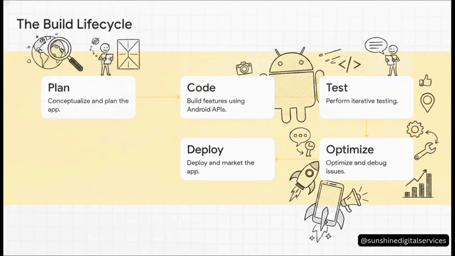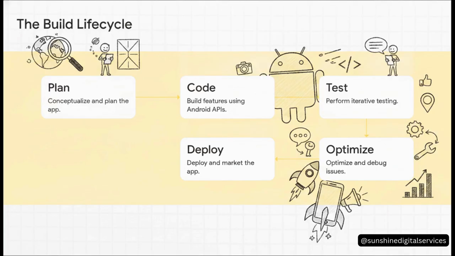Step 1 is conceptualization and planning. This is where you're doing your market research, defining your target audience, and drawing up your initial wireframes. Step 2 is coding and development, where you utilize Android Studio's editor and tap into Android APIs. This is the fun part where you add cool features like GPS tracking, camera access, or in-app purchases. Step 3 is iterative testing, where you gather beta feedback to see how real people actually use your app. Step 4 is optimization and debugging, using that profiler we talked about to smooth out performance.